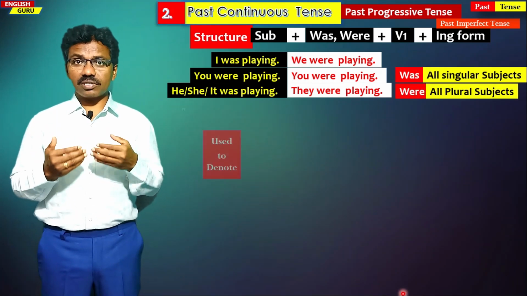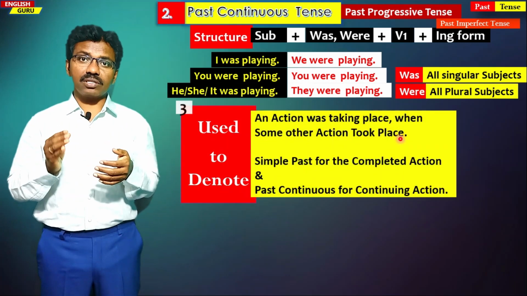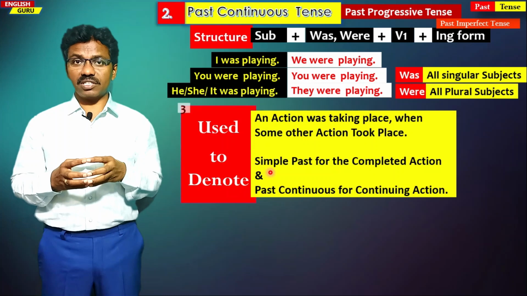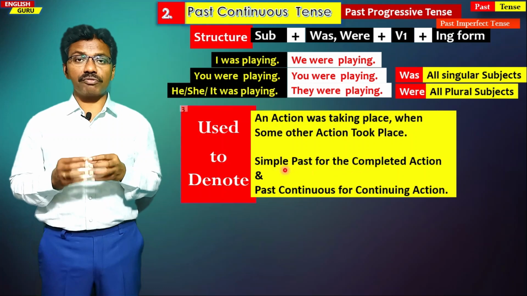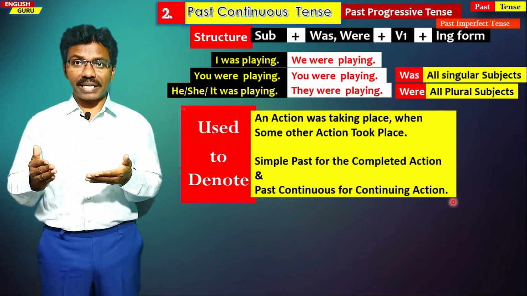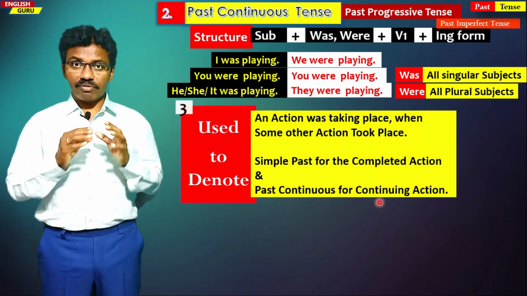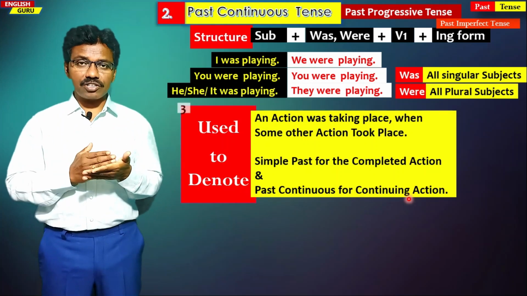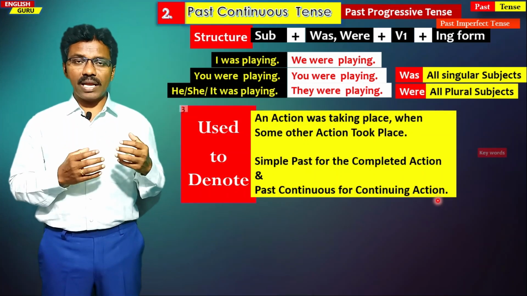If there are two actions that happened in the past, for example, an action was taking place when some other action comes in between or took place. When such a situation is there and there are two actions, simple past tense is used for completed actions and past continuous tense is used for ongoing actions, for continuing actions. That is very, very important. Simple past for completed actions, past continuous for ongoing actions, the actions which were continuing at that point of time. And there are two keywords here, while and when.